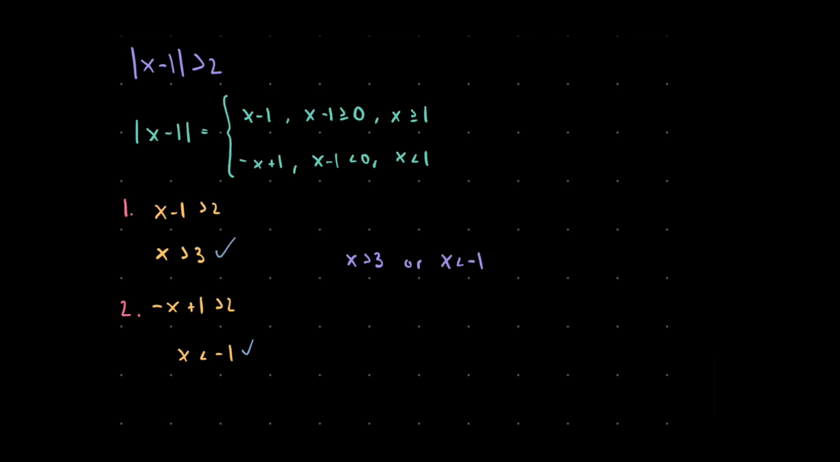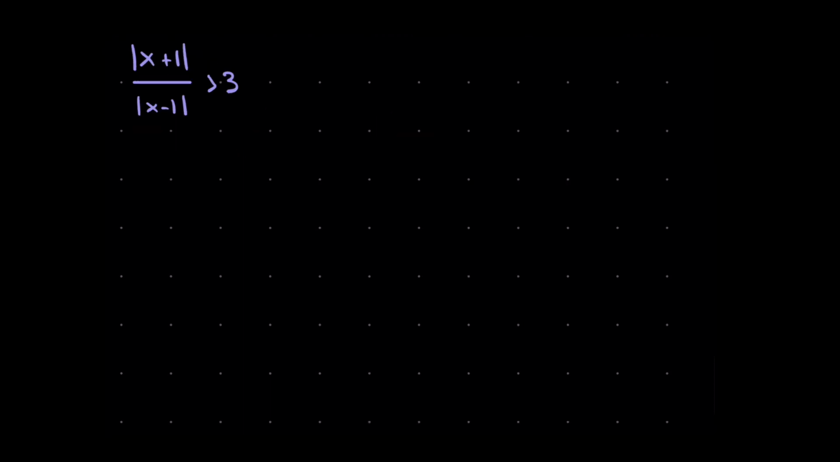And by writing in set notation, we could say the same thing by x is an element of negative infinity to negative 1 exclusive because of the strict inequality. And this is with the union of 3 exclusive because, again, of the strict inequality, all the way to plus infinity. And that's it. Okay, time for our last and, in my opinion, the hardest problem.